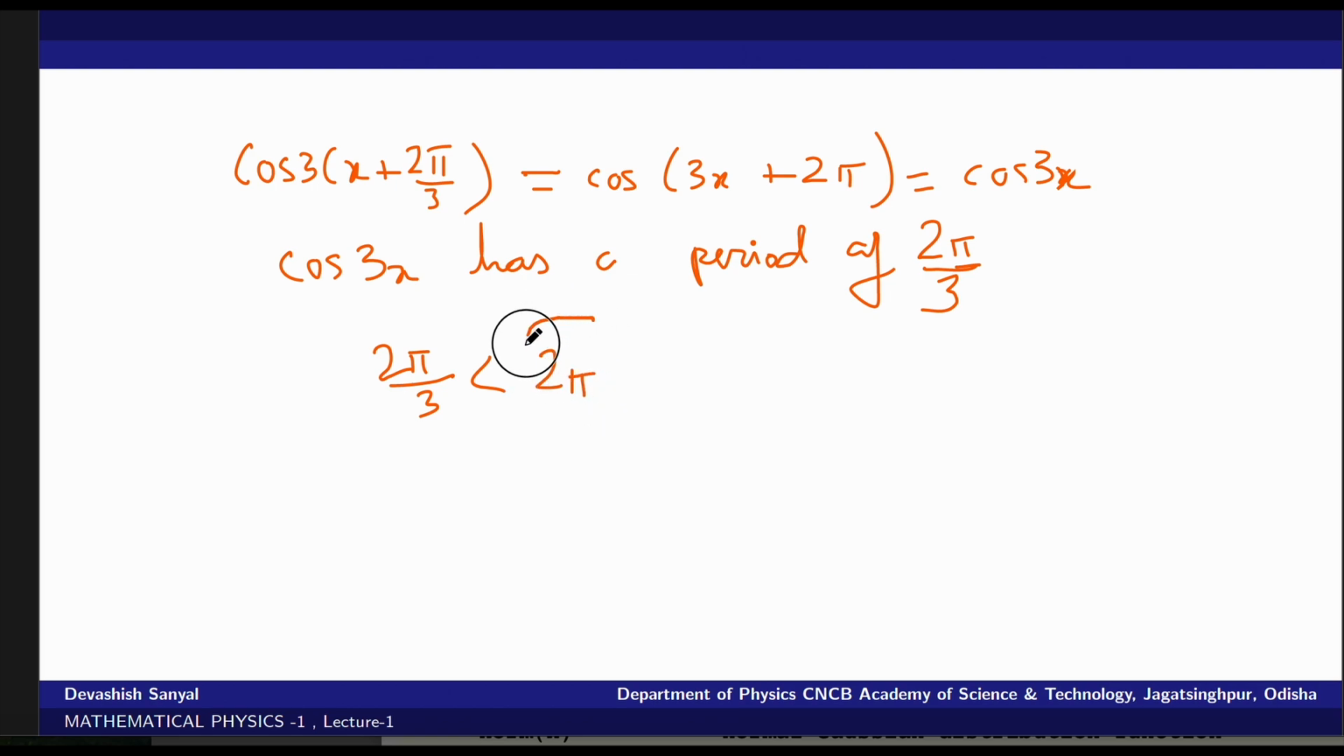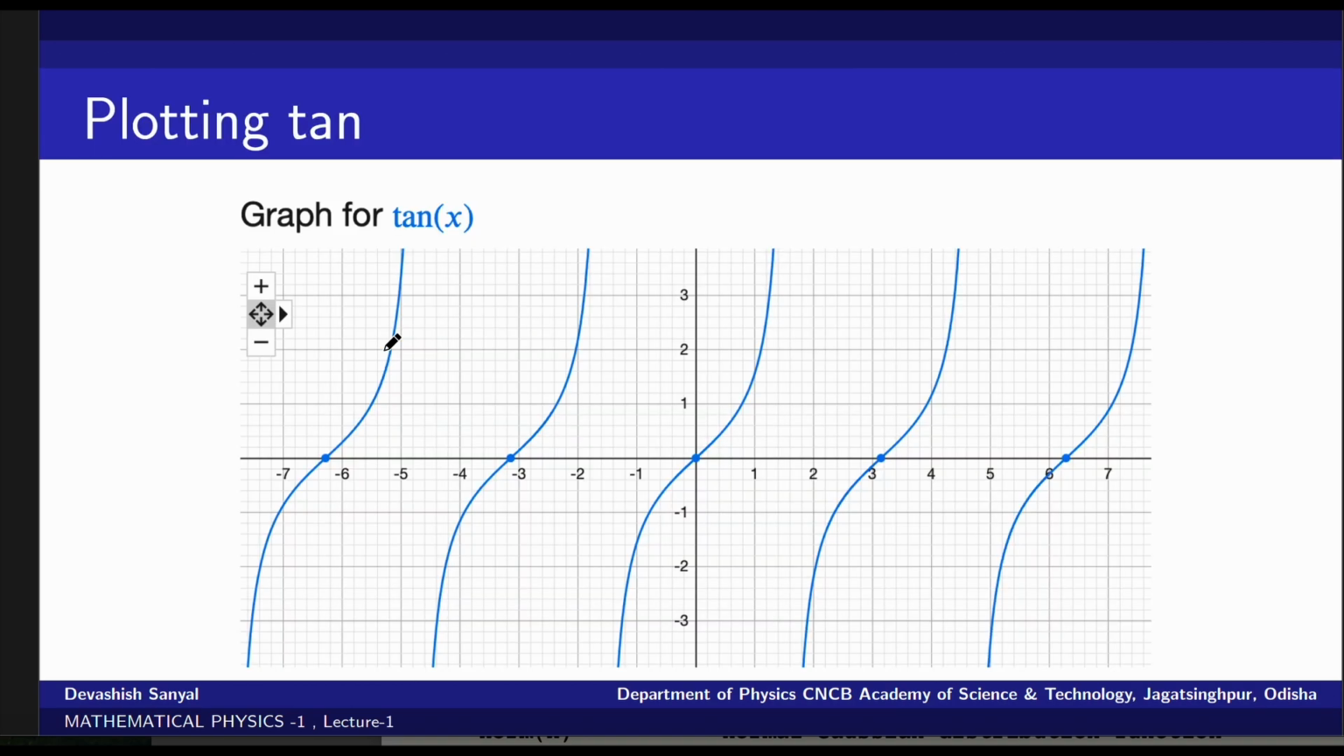This was the period for cos x, and this is the period for cos 3x. And now we can go to, so here we are plotting, our function is y is equal to tan x. Tan x is different.